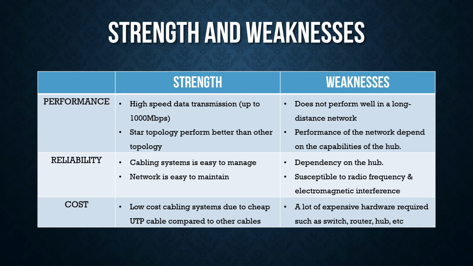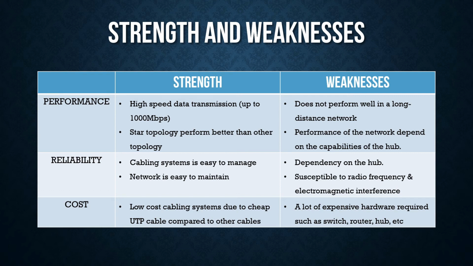The next weakness is that the performance of our network depends on the capabilities of the hub. Because we are using star topology, the network size is limited by the number of connections that can be made to the hub, and the performance of the whole network is limited by it. So the performance of our network depends on the processing capability of the hub.